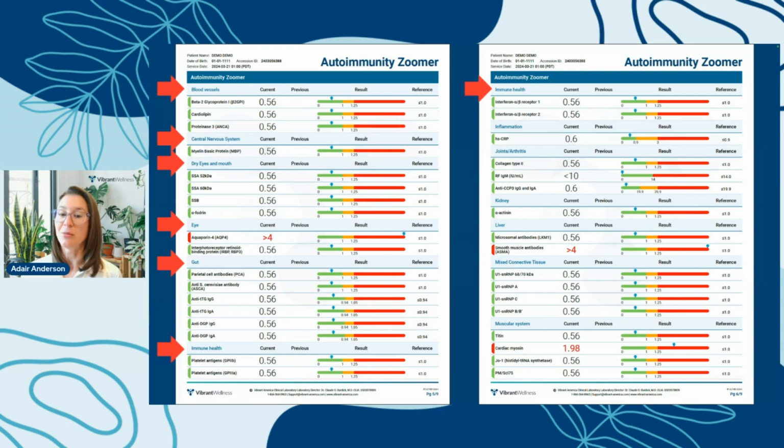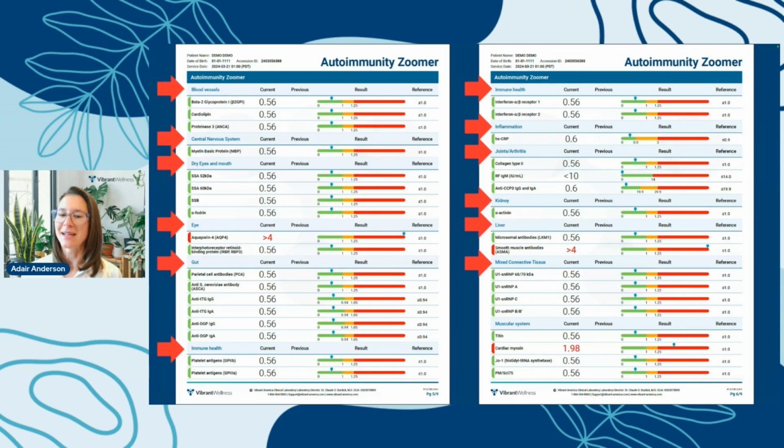The immune health markers include platelet antigens and interferon alpha beta receptors. Autoimmunity Zoomer also includes hs-CRP in the inflammation category. The joints and arthritis section includes the standard markers for diagnosing rheumatoid arthritis, which is rheumatoid factor and anti-CCP3, along with collagen type 2. Alpha-actin is associated with autoimmune membranous nephropathy. Smooth muscle antibodies are an indicator of autoimmune hepatitis type 1. Meanwhile, microsomal antibodies are found in autoimmune hepatitis type 2 and other autoimmune liver diseases.